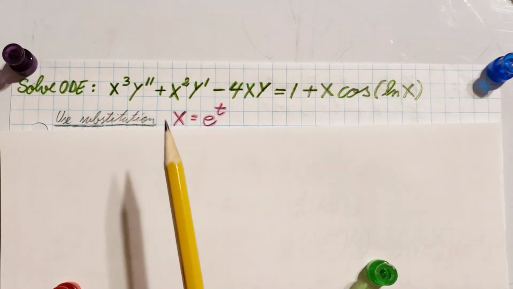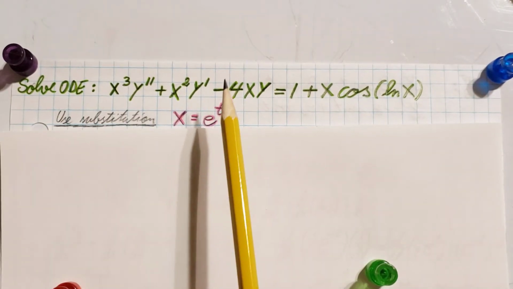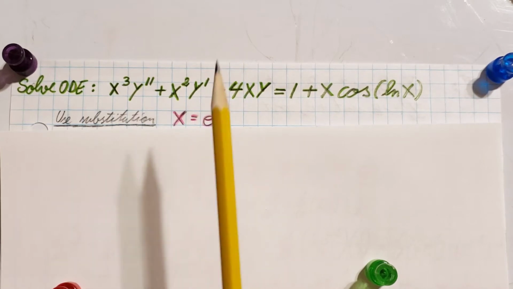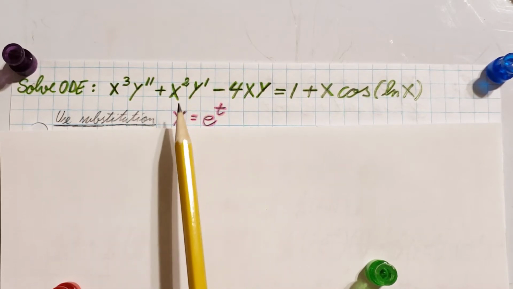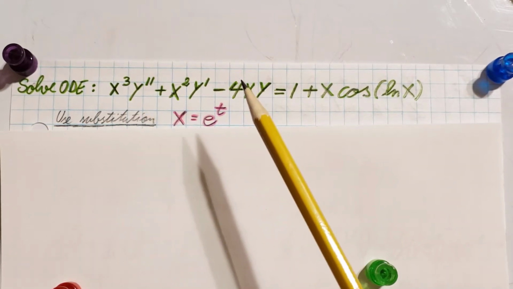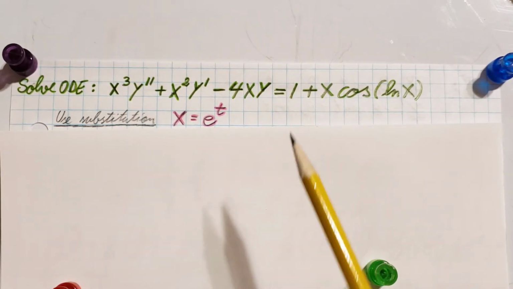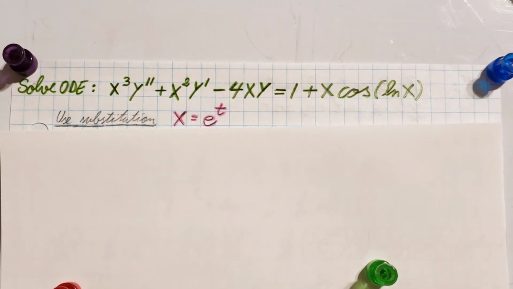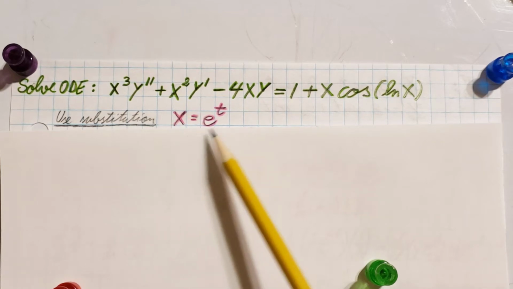We're going to use x equals e to the t. We're going to use this to help us convert this Euler Cauchy equation into an equation with constant coefficients, and it's a simple linear ODE. So that's going to help us simplify our work a lot. Okay, so let's go ahead and work this.